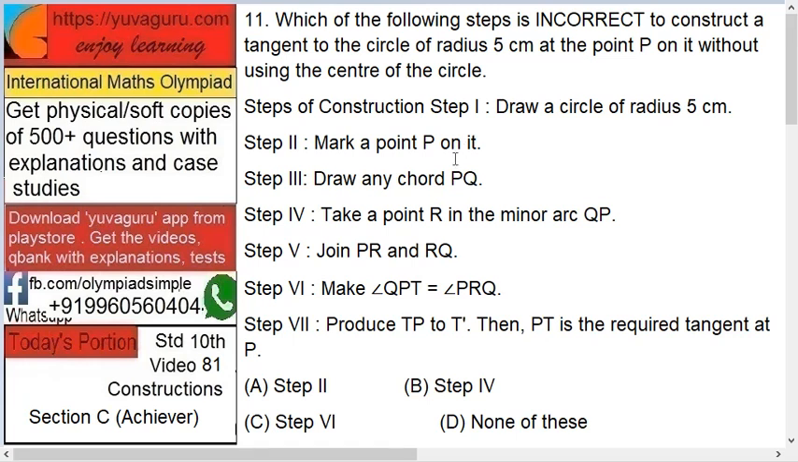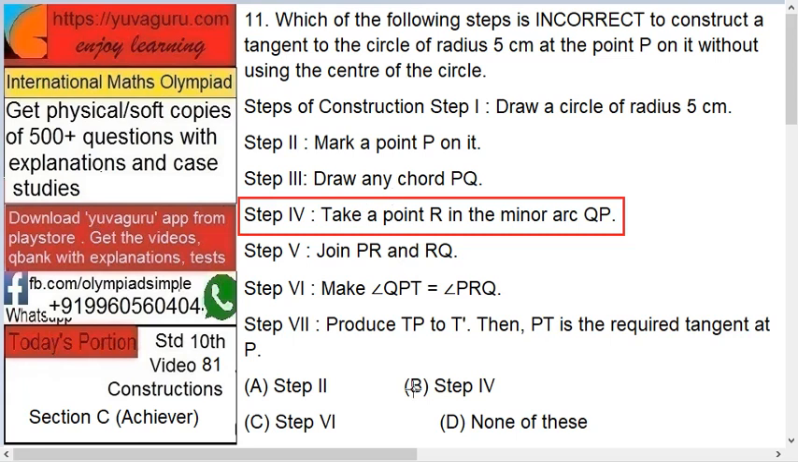Now let's look at what is given in the problem. Here, circle of radius 5, okay, P on it, okay, any chord PQ, okay, take point R on minor arc. Now that is wrong. Step 4 is wrong. Okay, remaining all steps okay. So just 4 is wrong. So answer is B, this.